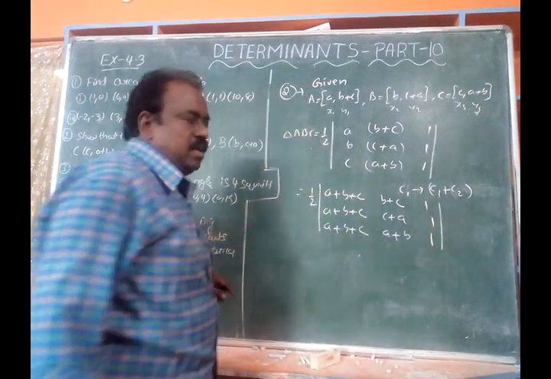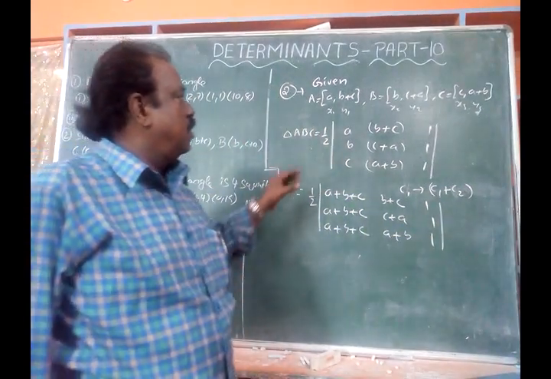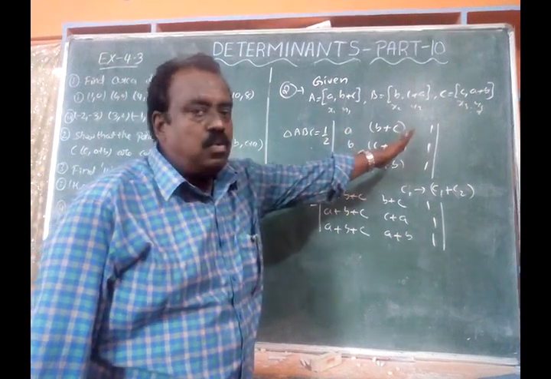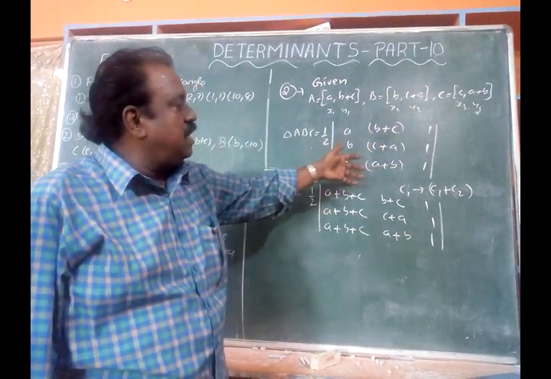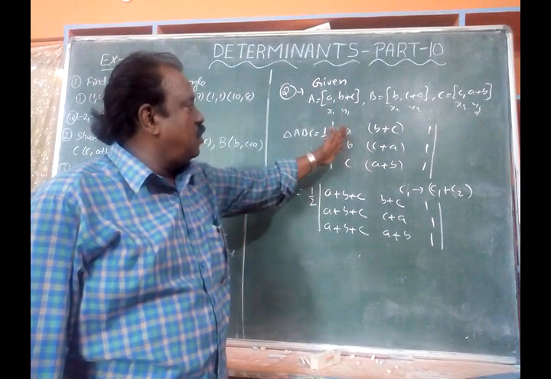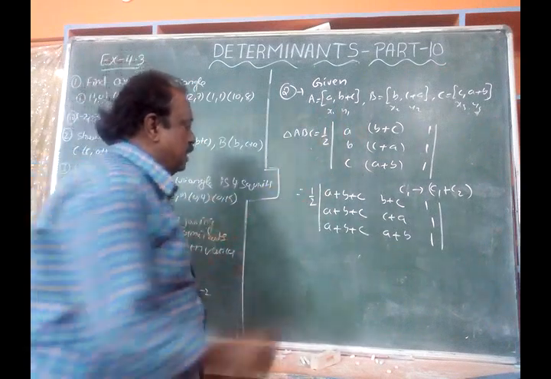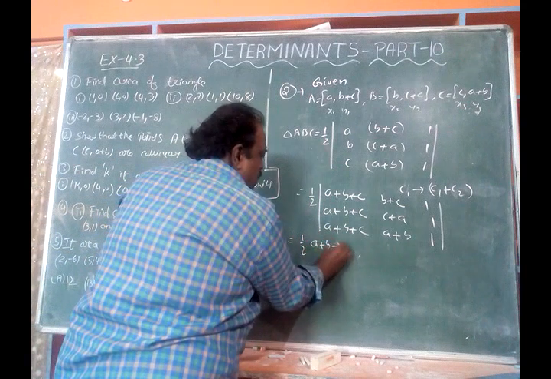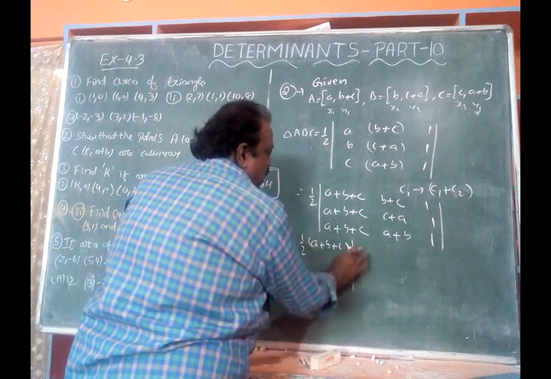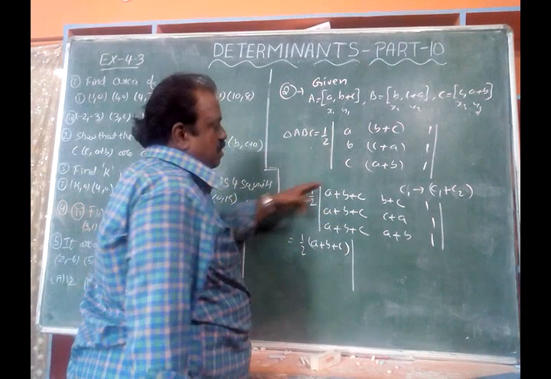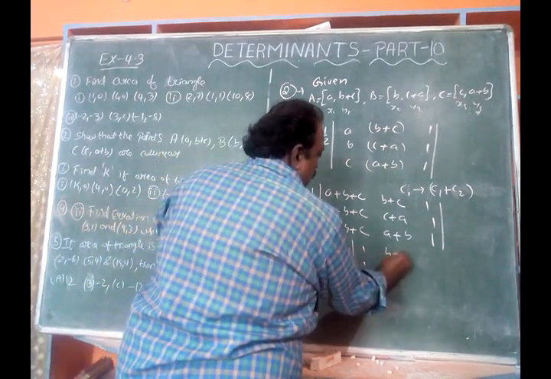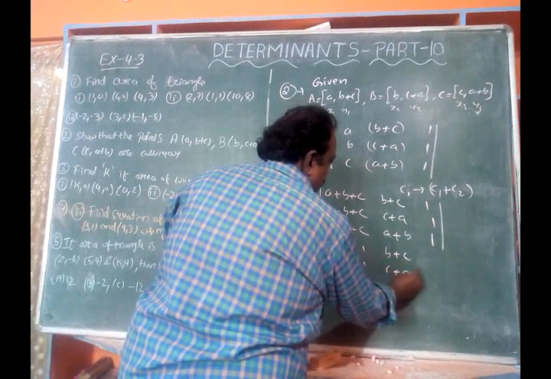Very simply, C1 is added with C2. Even if you add C3 also, it is not needed; C1 is added with C2. Then these are the terms. You see, A plus B plus C is taken as common because it is common in column 1. So we get like this.